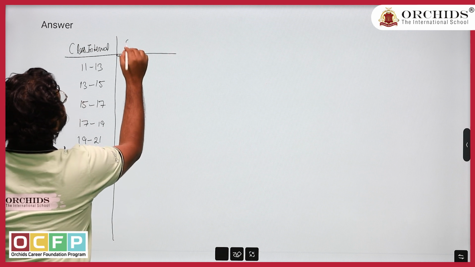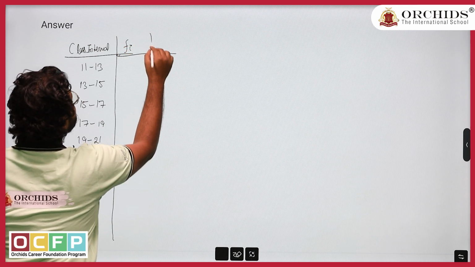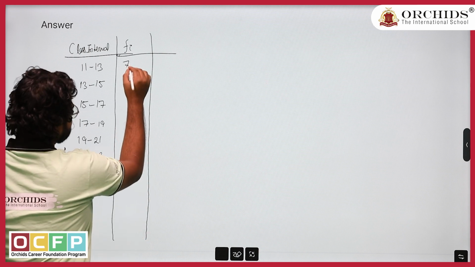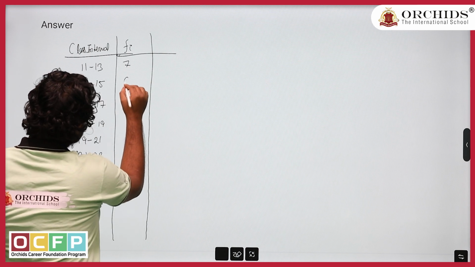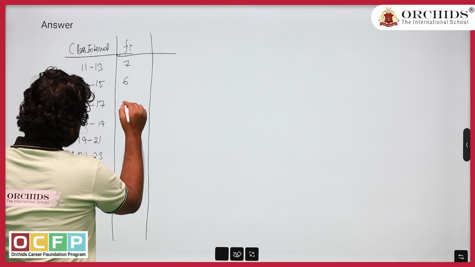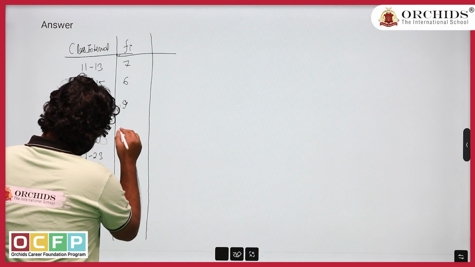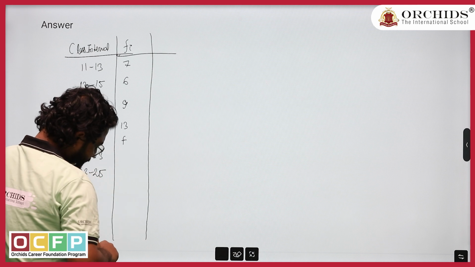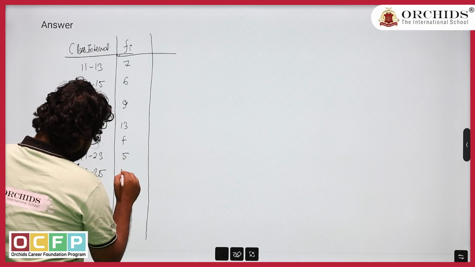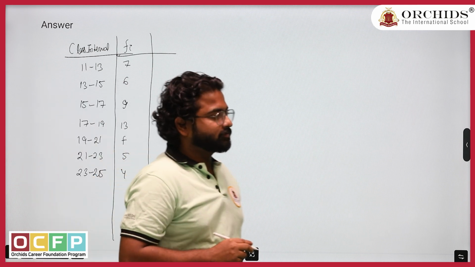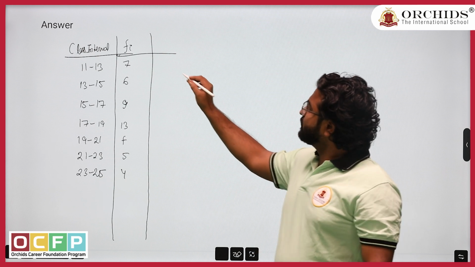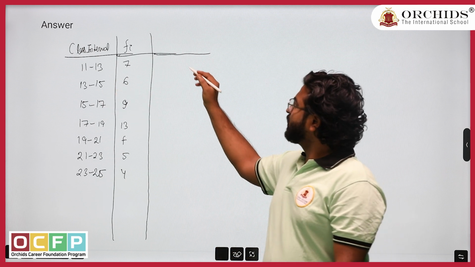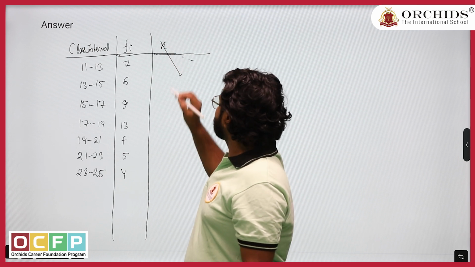What frequency is given? I will directly write fi. Fine. The first frequency is 7, then 6, then 9, and then we have 13. Then we have the missing frequency, that is f, and then 5, and this is 4. Fine. Now we will come to what we need. We need the xi value. xi is your class interval.